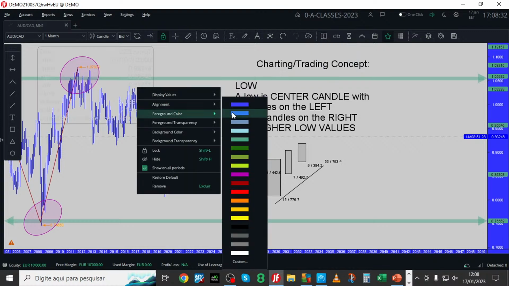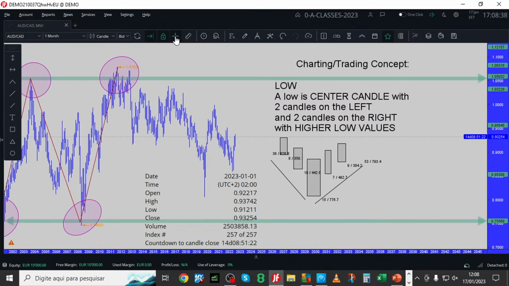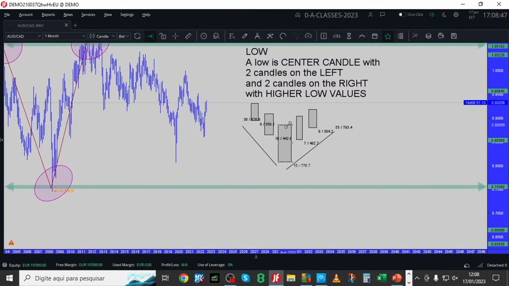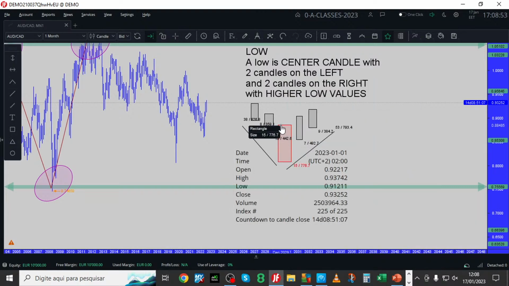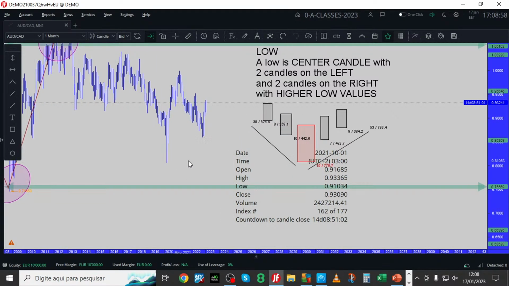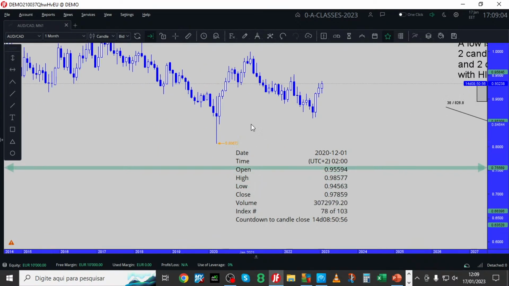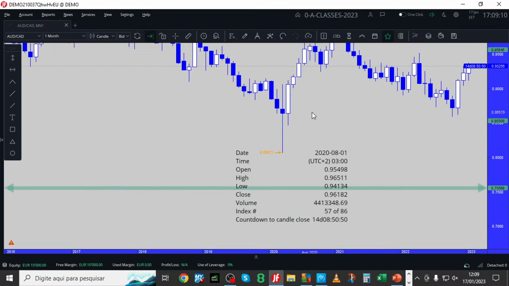Just need to put the color here. And here, everybody, as you can see, give me a second. Here you have the widget and it's showing you the highs and the lows. See? Now a low is a center candle. Let's color code this with maybe red. It's a center candle with two candles on the left and two candles on the right with higher low values. So if we zoom in the chart, everybody, now I'm going to take the center candle in here and see what is the low value?